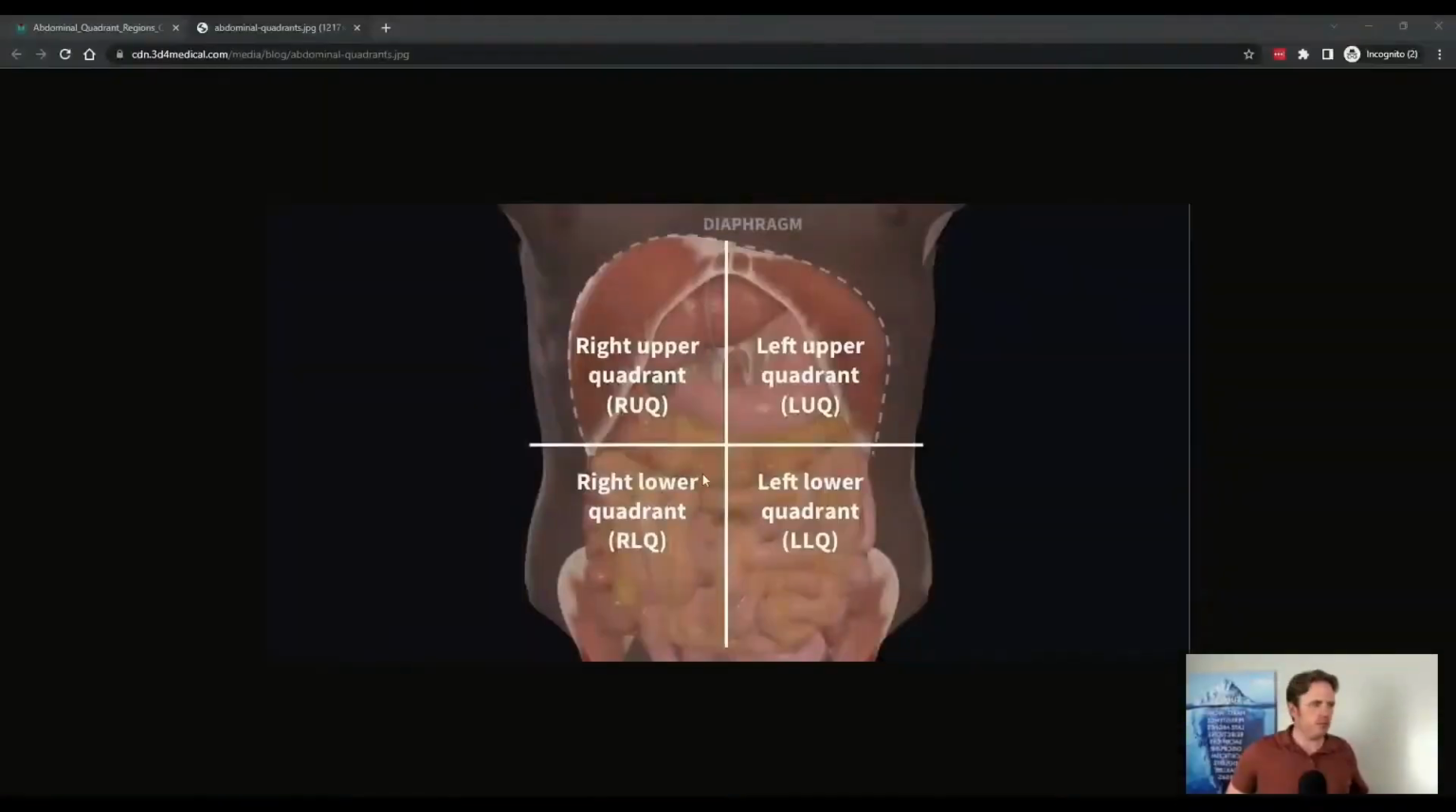All right, so upper left quadrant pain. If we do a cross here, we do a line right from our chin down to our pubic bone, and then right across this way, right through our belly button. Those are our landmarks here. I'm going to put up a picture for you guys so you can see.